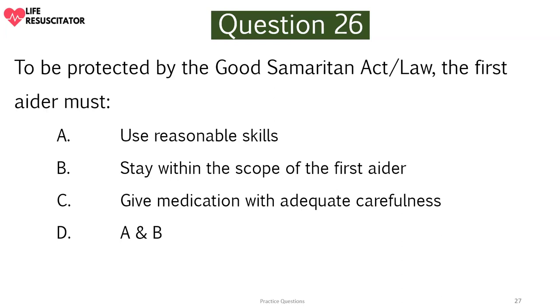Question 26. To be protected by the Good Samaritan law or act, the first aider must A. use reasonable skills, B. stay within the scope of first aid, C. give medication with adequate carefulness, and D. A and B. What do you think is correct?